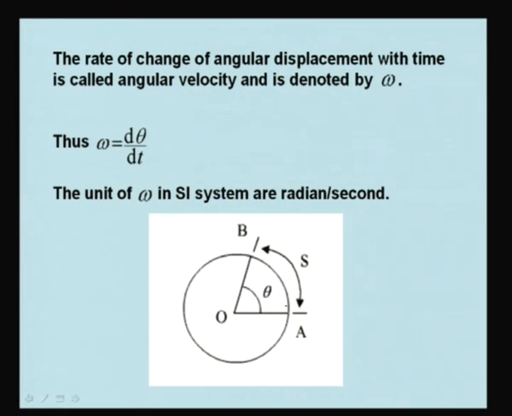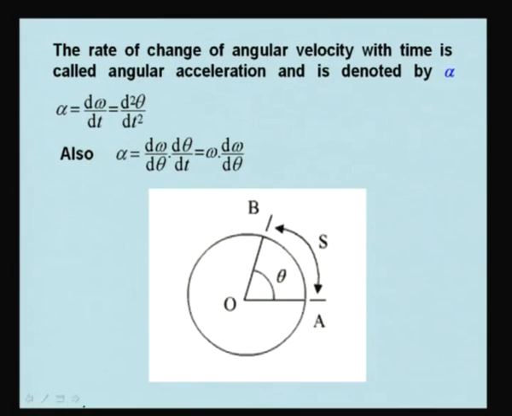The rate of change of angular velocity with time is called angular acceleration and is denoted by alpha. Alpha is equal to d omega by dt. Its units are radian per second square. It is the same thing as d square theta by dt square. You have to take the double derivative.